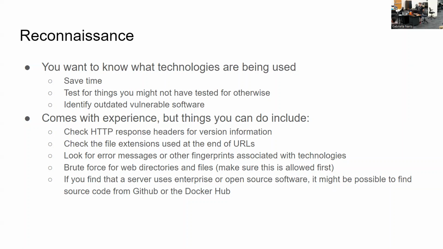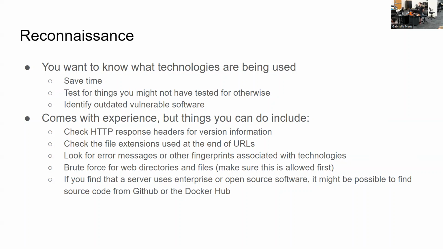Things that you can do for reconnaissance include checking the HTTP response headers for version information, and checking for the file extensions used at the end of URLs. So if you see index.php, you know that it's clearly executing PHP code somehow. Then you also want to look for error messages or other fingerprints associated with technologies.